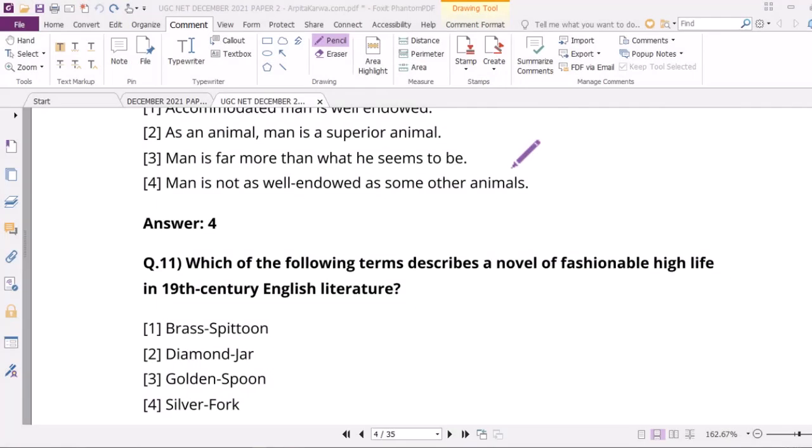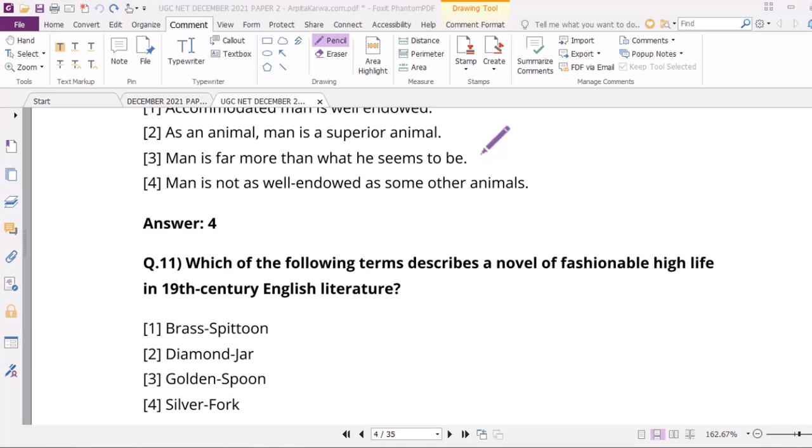I have not discussed the first 10 questions because they were comprehension questions, so I've really not talked about them. I'll be starting from question number 11 because that's where the other questions start, as in the questions which are not comprehension related questions. This is where it starts, question number 11. So we'll be starting with this, okay?